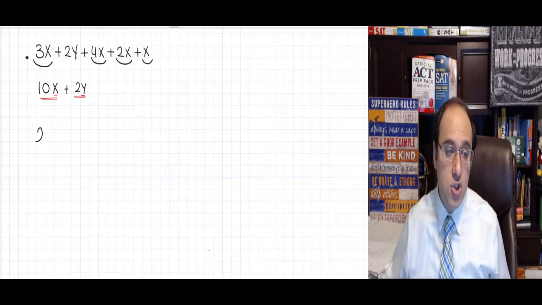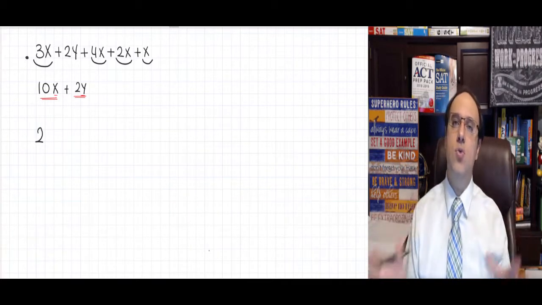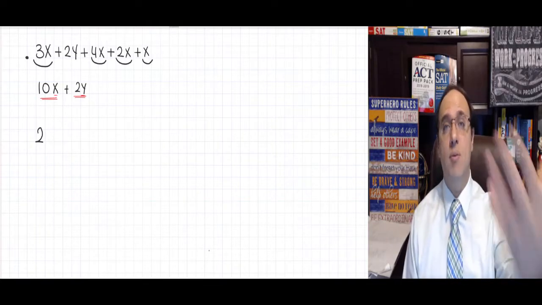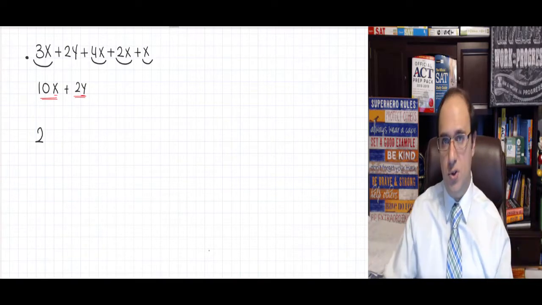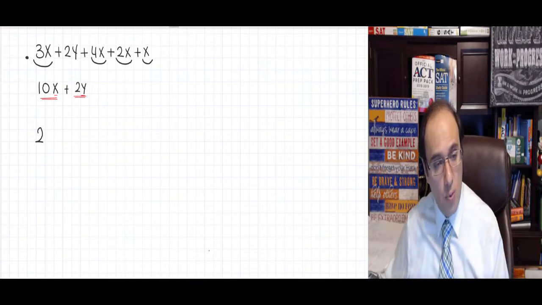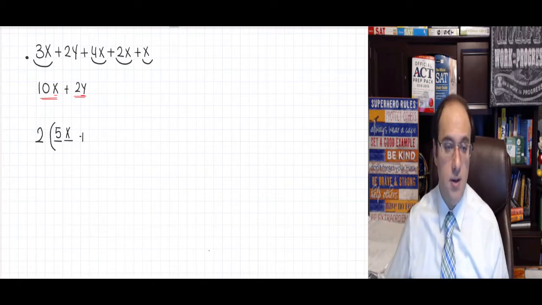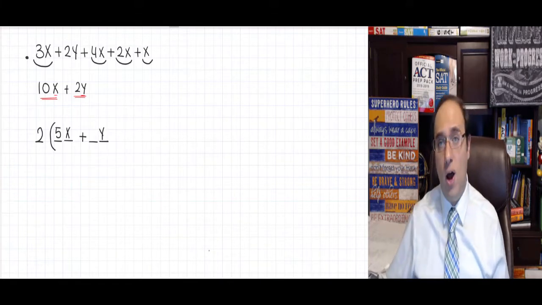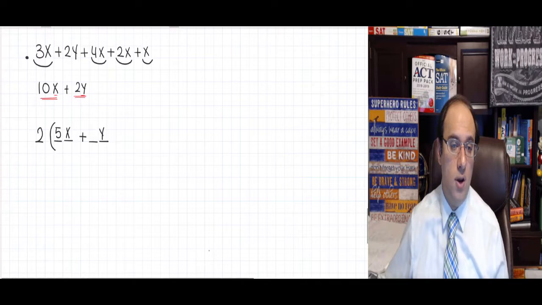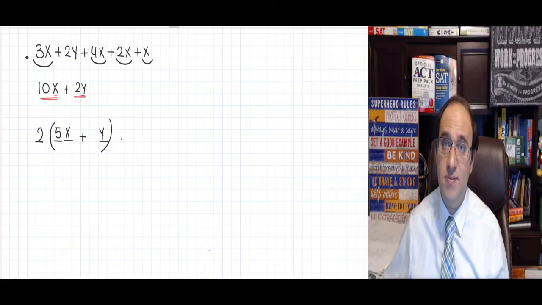Let's try. Is 2 a factor of 10? Yes. Is 2 a factor of 2? Yes. What is the meaning of 2 is a factor of 10? It means 2 times something equals 10. 2 is a factor of 2. What does that mean? 2 times something equals 2. Okay, so open your parentheses. 2 times what gives me 10x? 2 times 5x. Plus sign. 2 times what gives me 2y? 2 times 1y. So we just write y. We don't write the 1. So here's my answer. 2 times 5x plus y. Easy? Super easy.